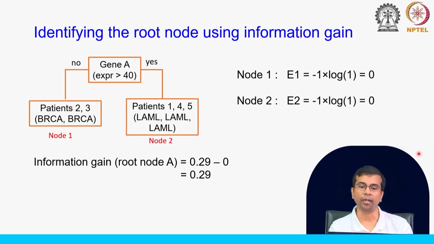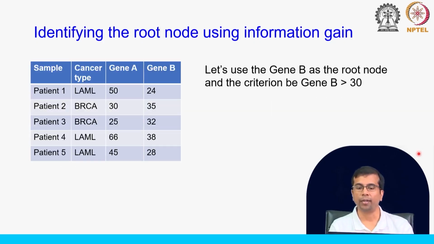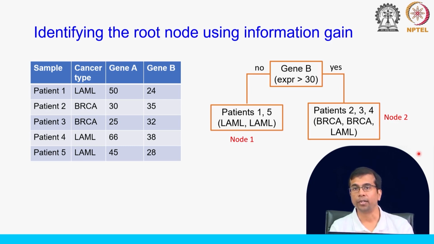That is the information gain if we choose gene A as the root node with the criteria being gene A expression greater than 40. Let us now choose gene B as the root node, and the criteria will remain the same, where gene B is greater than 30. On this data set we have seen this branching already.